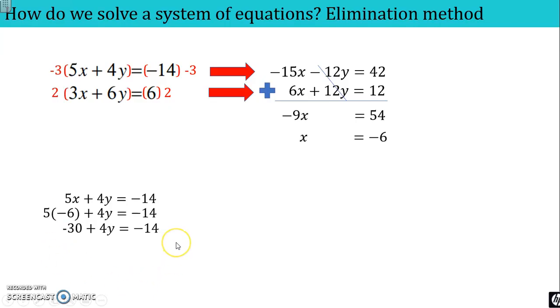And now I'm left with one equation with one variable, and I can solve. So I added 30 to both sides of this equation, and then I divided by 4. I get y equals 4. So my final answer for this, written as a coordinate pair, would be -6, 4.